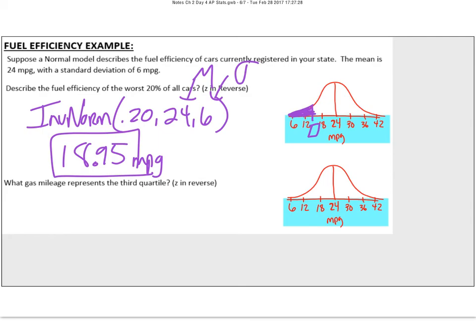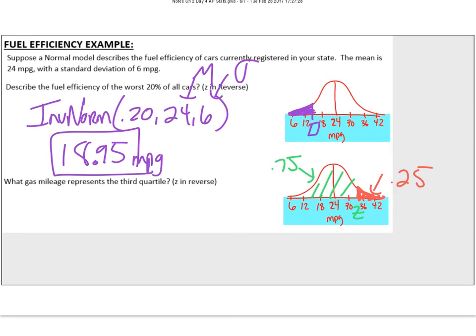All right, part B. They want to know here what gas mileage represents the third quartile. Again, third quartile, we know that means we have the top 25% of the data up here, which means on the bottom end we have the lower 75% of the data in the rest of it. So for inverse norm, we could actually find the z-score or the value that sits there. Either choice here, I am going to try to find the value instead. It's going to be much easier to do that.